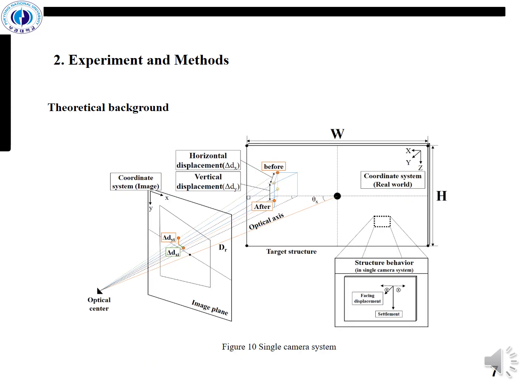Figure 10 shows the single camera system proposed in this study. The behavior of the structure can be analyzed through the geometric relationship of the distance between the camera and the structure, the angle of incidence, and the camera parameters. The amount of x and y changes in the image plane is calculated as the y and z displacement of the real coordinates.